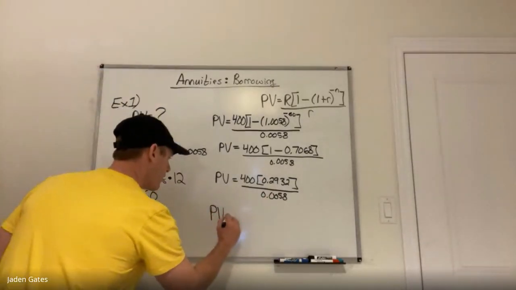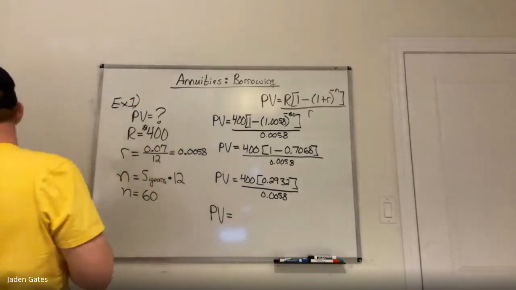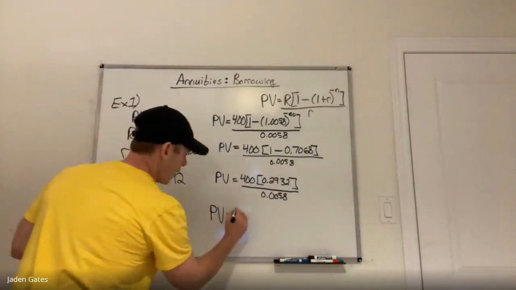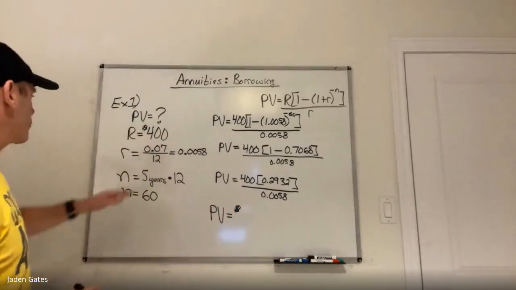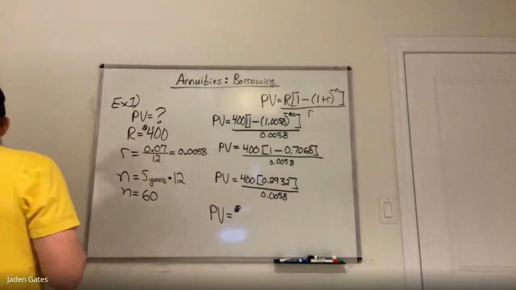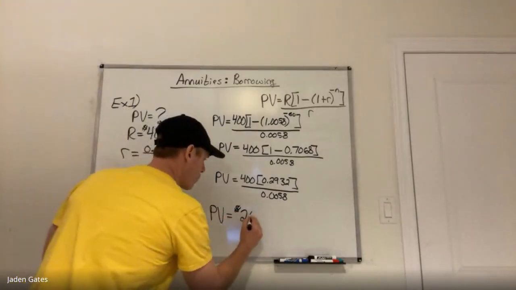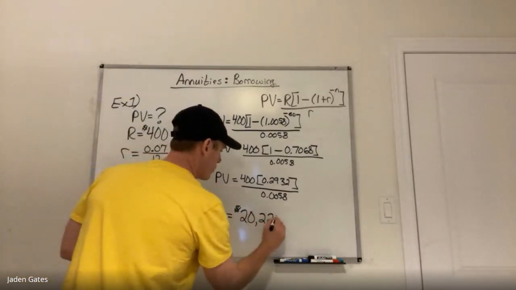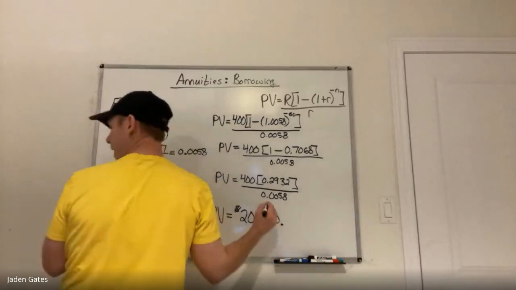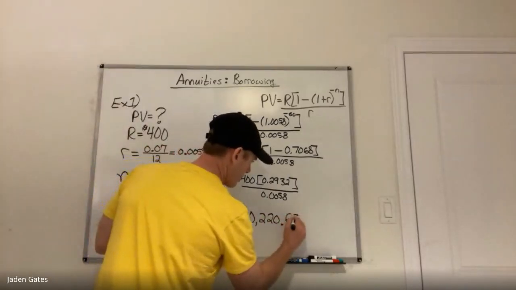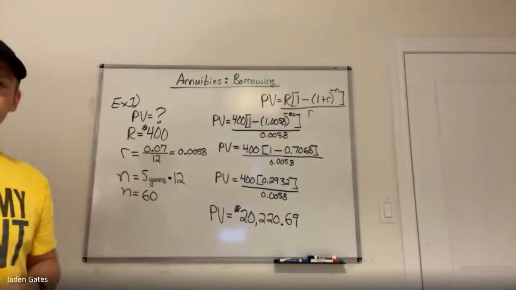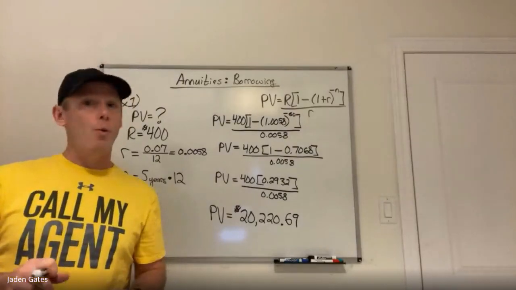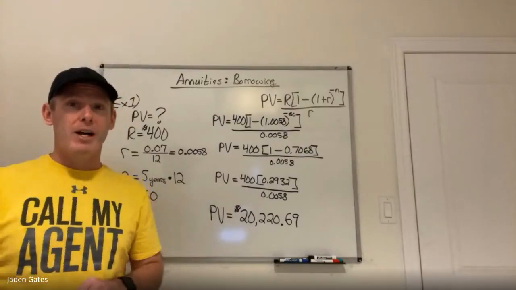And if you're willing to pay $400 a month for a car, at an interest rate of 7% compounded monthly, the most expensive car we're looking at here is $20,220.69. All right, so again, when you're going to look for a car, it's a waste of time unless you know what you can actually afford.